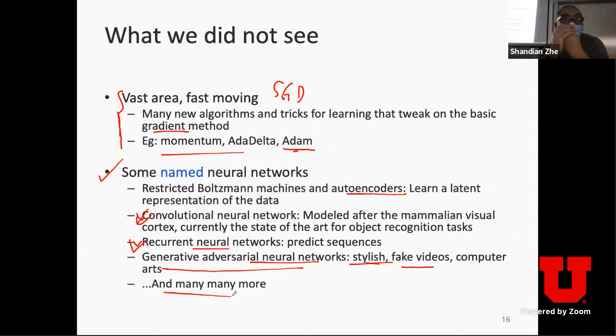Due to the time limit, we won't be able to cover so many different networks, but the key techniques, the backpropagation and SGD training framework, are the common points all those networks share. So hopefully our class will give you a good entry level introduction to those networks.